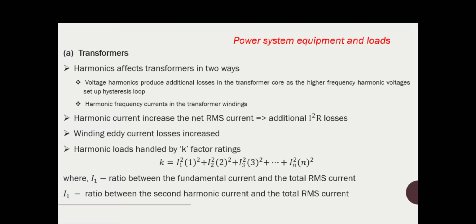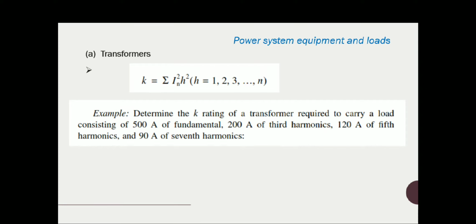Here I1 is the ratio between the fundamental current and the total RMS current, and I2 is the ratio between the second harmonic current and the total RMS current. I3 is the ratio between the third harmonic current and the total RMS current, etc. More generally, you can write it as K equal to sigma In square h square, where h is equal to 1, 2, 3, etc., up to n. This represents how much harmonics your transformer can withstand.